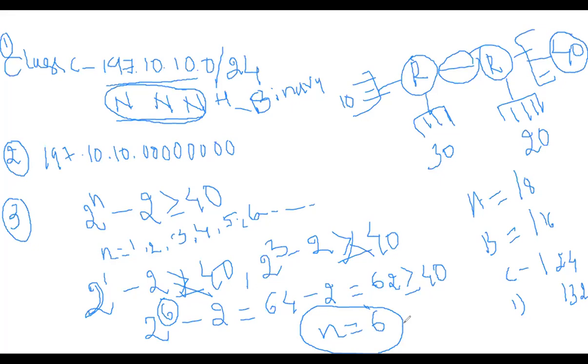Now the process starts. How are we going to do the subnetting? You consider that n is equal to 6. Got it? What is your IP address?